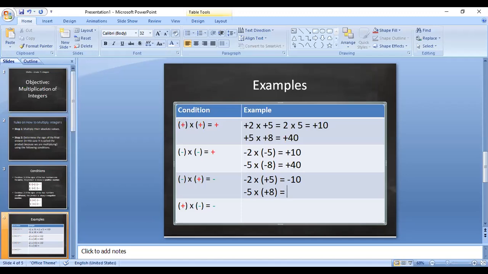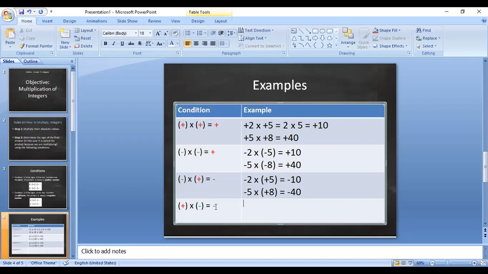ठीक है, so step number 1 again, we have to multiply the numbers. Forget the sign, भूल जाओ, सिर्फ numbers multiply करो. 5 into 8 is 40, and now second step is look at the sign. एक minus है, एक plus है, so if one is minus, other is plus, signs are different, so answer क्या होगा? Negative, so minus. Got it? Very good.